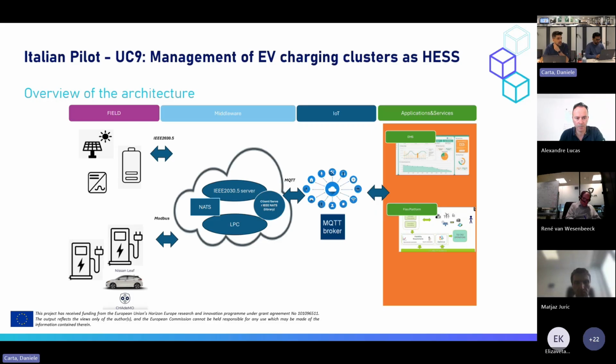Here there is an overview of the architecture. As you can see now, the architectures are getting more and more similar. But the key aspect here is that, first of all, the middleware was running on a cloud that was hosted externally by the partner, and in particular, the LPC container was running on a dedicated server, and then it was communicating with the application and services interfaces that are used by the DSO to manage the resources and provide services to the network.